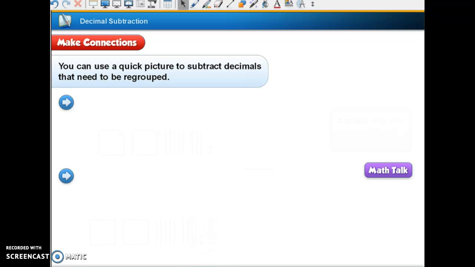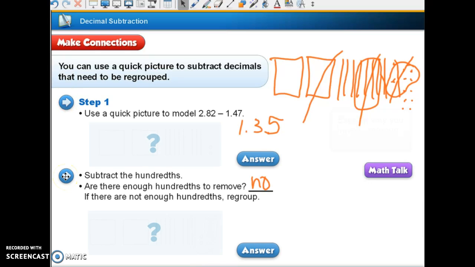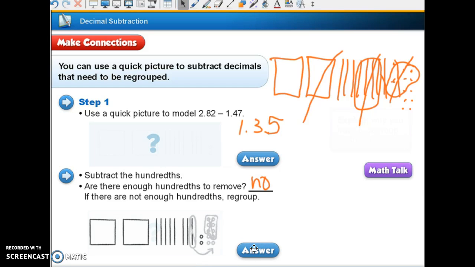Then did you do a quick draw of your answer? You should have done a quick draw of your answer. So it should have looked something like this. Your answer would be 1 1/100th.